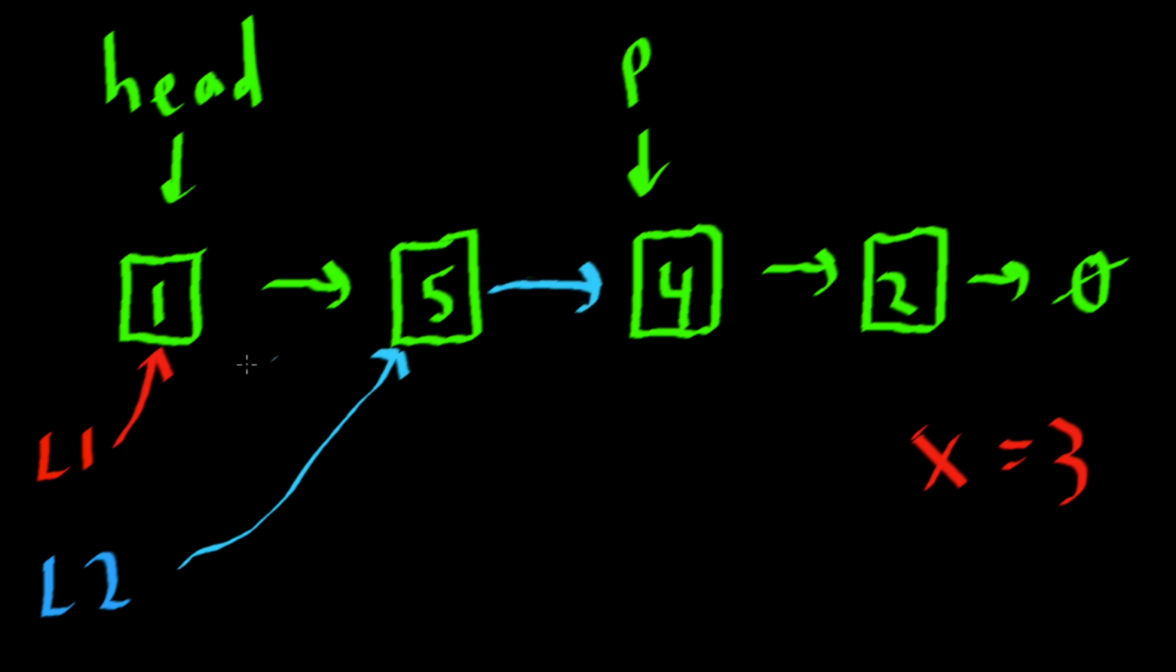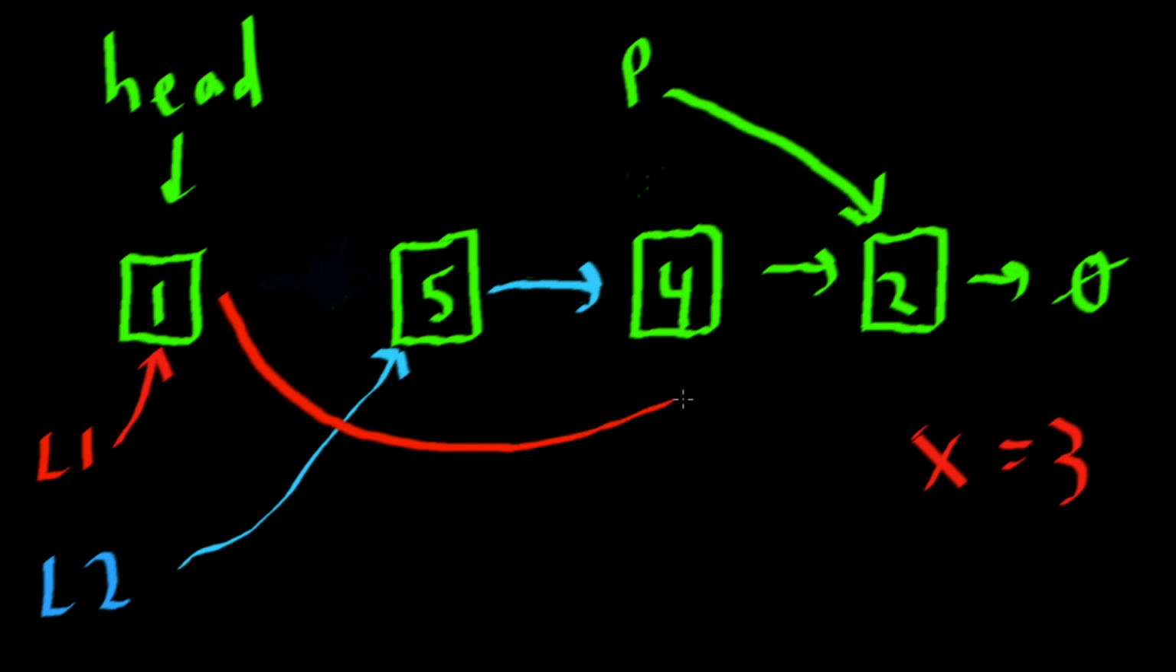Okay, so currently we have our L1, which is just pointing to this 1. And then we have our L2 list, which is 5 pointing to 4. All right, let's go ahead and move our P again. Okay, so our P is now pointing to 2. 2 is less than 3, so we want the end of L1 to point to 2. So we bring the pointer of 1 and we bring it all the way over to 2. And then now we want to go ahead and move our P again.